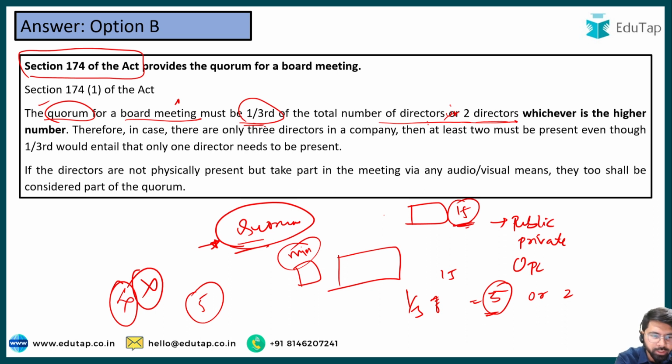Therefore, suppose again, here the example is given, there are 3 directors. 1/3 of this is 1 and the other option is 2. So which is higher among this 1 or 2?